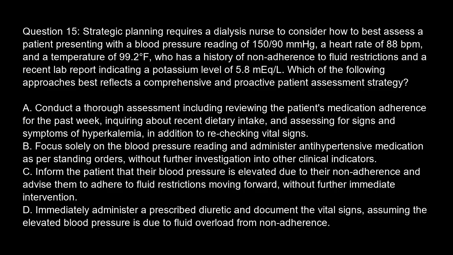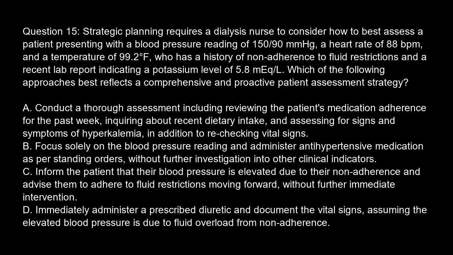Strategic planning requires a dialysis nurse to consider how to best assess a patient presenting with a blood pressure reading of 150/90 mmHg, a heart rate of 88 bpm, and a temperature of 99.2 degrees F, who has a history of non-adherence to fluid restrictions and a recent lab report indicating a potassium level of 5.8 mEq/L. Which of the following approaches best reflects a comprehensive and proactive patient assessment strategy?